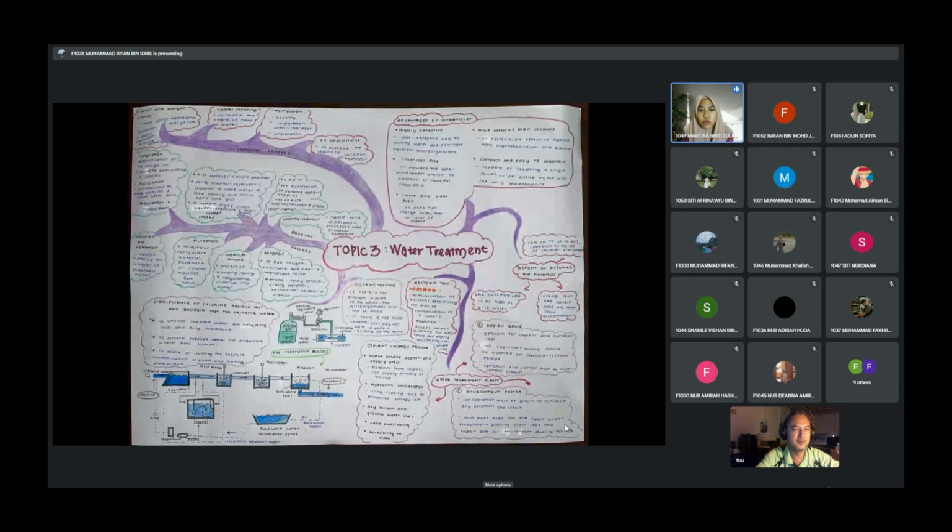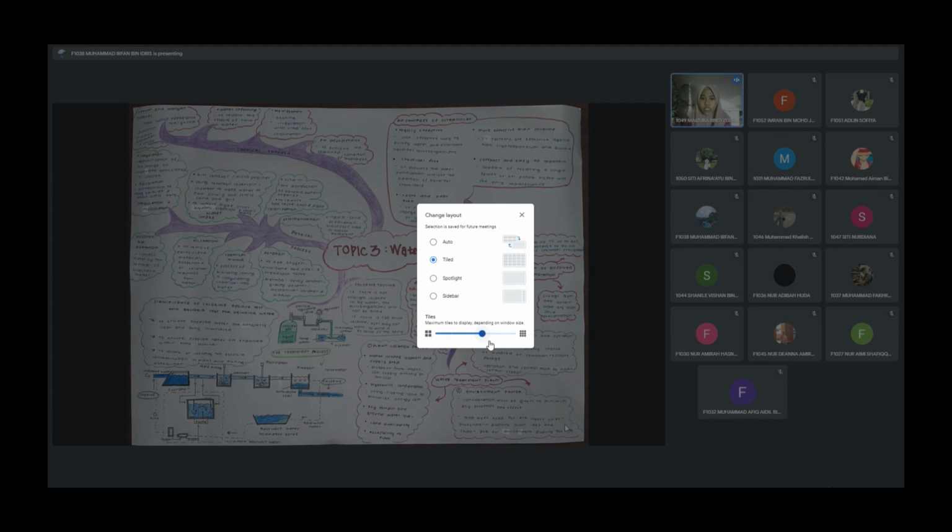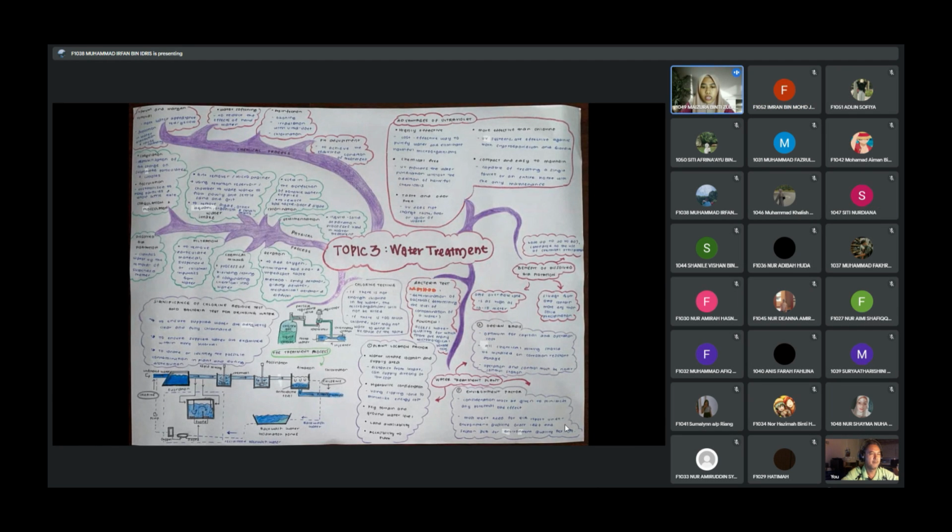So topic 3 is water treatment. There are two processes in the water treatment, which is physical and chemical. Physical consists of 8, which is water intake, aeration, sedimentation, coagulation and flocculation, filtration, dissolved air flotation, and sedimentation. For chemical, there is 4: chlorination, ferrum removal, taste removal, water softening and pH adjustment.